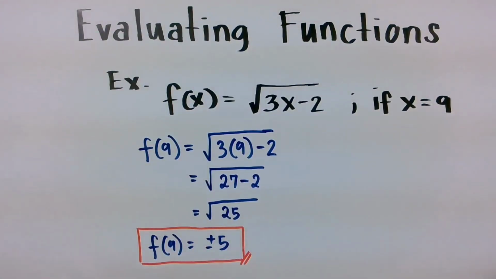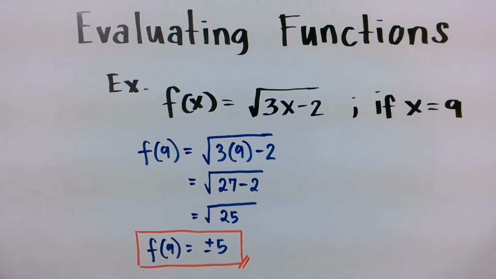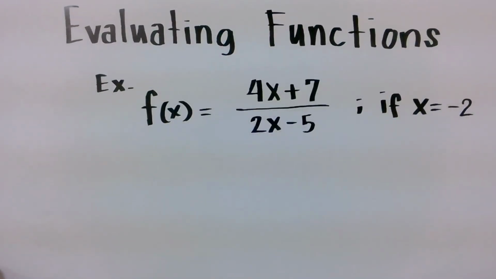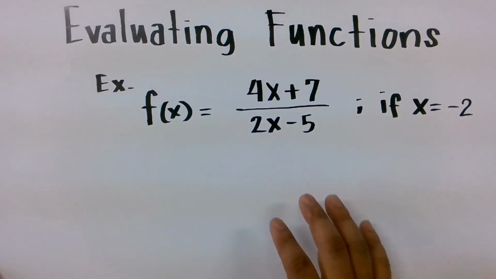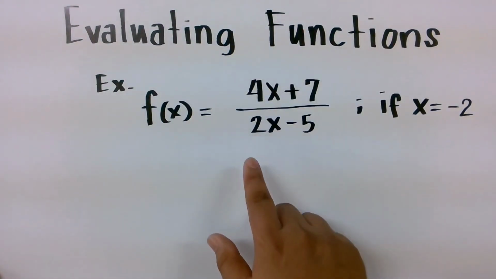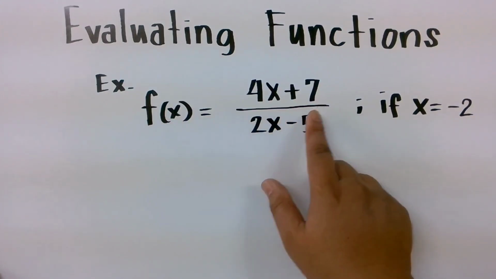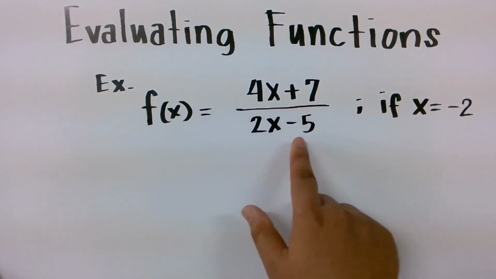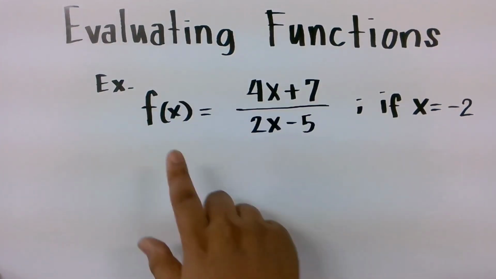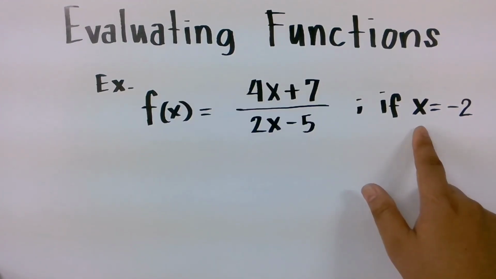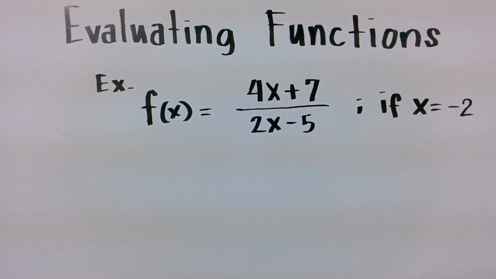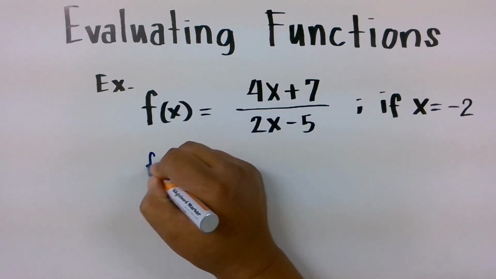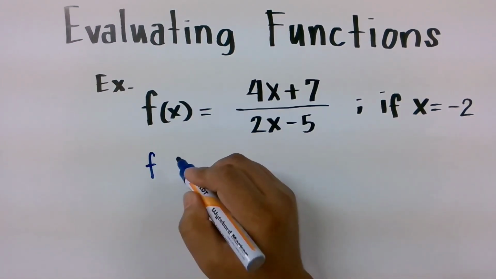Okay, so let's have another example. Okay, in this example, we have the given function f of x equals 4x plus 7 all over 2x minus 5. This is actually a rational function, okay, where x is negative 2. Okay, so let's just replace x with negative 2.